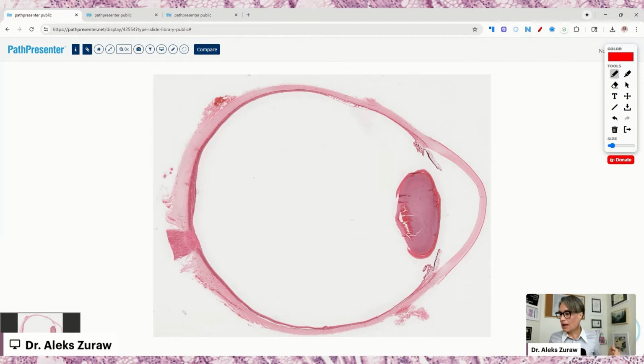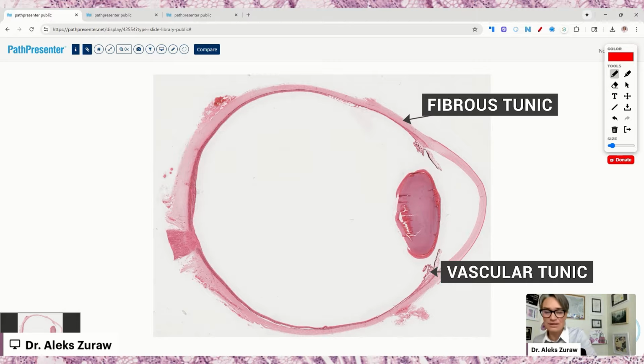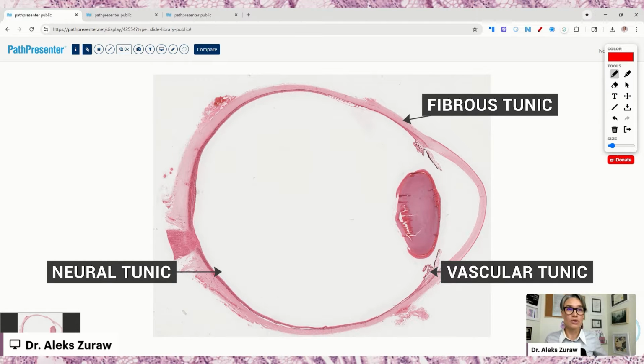This is the eye, and you can see it's round, and it has different parts. I love how it is explained because in the big picture we have three different tunics, three different layers of the eye. We have the fibrous tunic, the vascular tunic, and the neural tunic, and they go basically from the outside to the inside. So fibrous, then the vascular, and then the neural tunic.